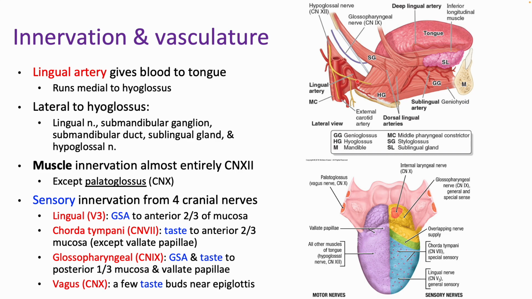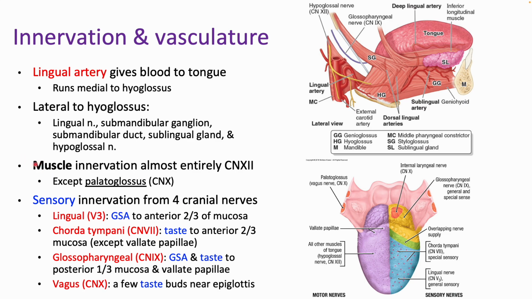It's going to run medial to the hyoglossus muscle, so the hyoid glossus. So we can see that here. It's going to run medial, or in this view, deep to that. And then lateral to the hyoglossus, while we're talking about it, we're going to have all sorts of different structures. So we've listed them here. We have our lingual nerve, submandibular ganglion, submandibular duct, sublingual glands, hypoglossal nerve. So a lot of stuff going lateral to it. But medial, we just have our lingual artery.